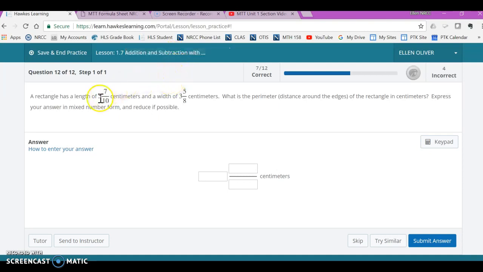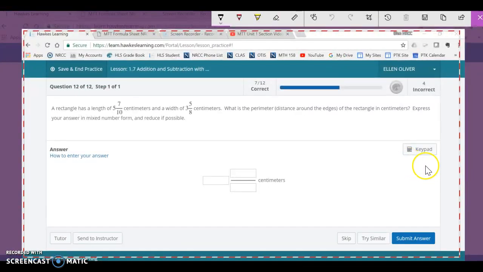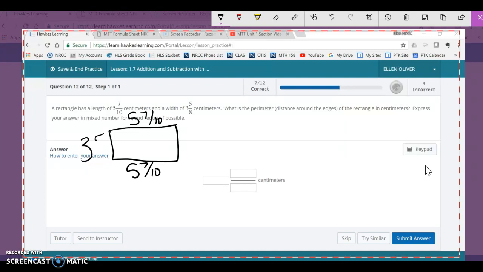A rectangle has a length of 5 7/10 centimeters and a width of 3 5/8 centimeters. So as soon as I see the word rectangle, I usually draw a diagram to kind of help me visualize what's happening. So the length is 5 7/10. So that means this guy is 5 7/10. And the width is 3 5/8. So that's what my rectangle looks like. And it asks, what is the perimeter?